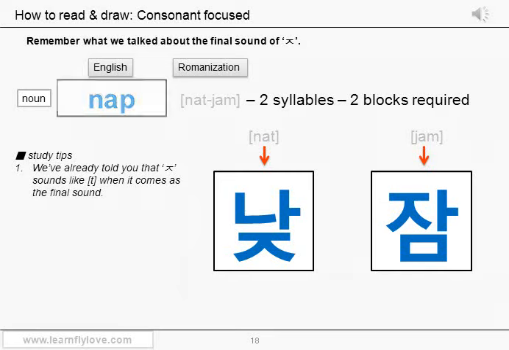Next word is nap, or midday nap. We already seen this noun in lesson 2. Check out the romanization and let's hear the sound. 낮잠, 낮잠. We don't need an alternative romanization for Korean spelling. Then let's check out the Korean spelling. The first consonant is N, like N in English, and the vowel is A.